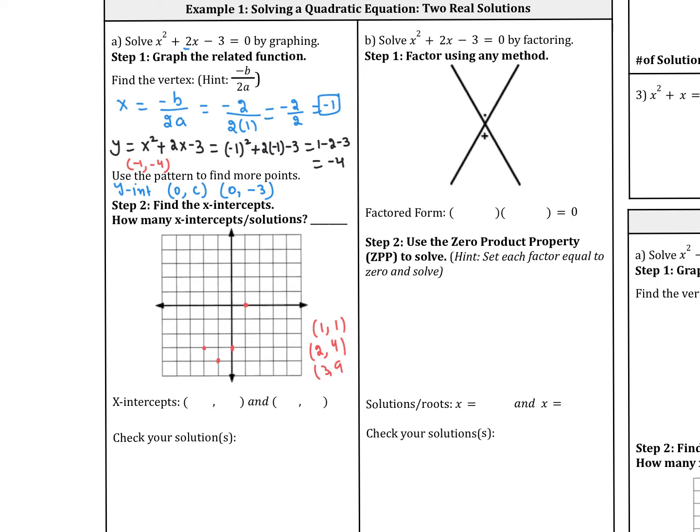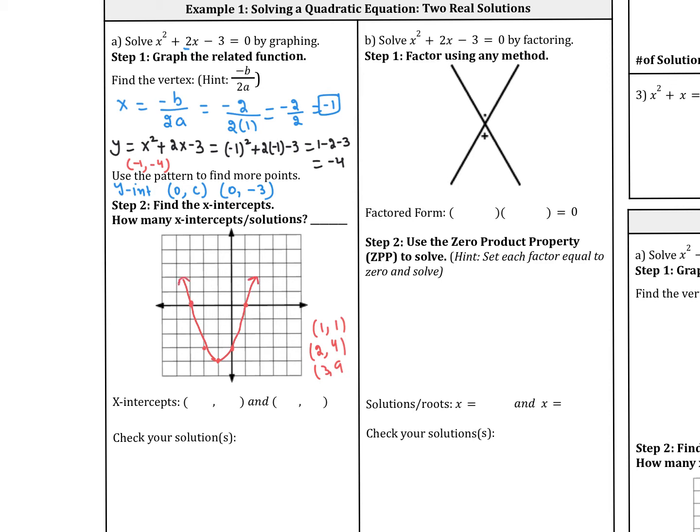Same thing on the other side. I'm going to go over 2 and up 4, over 2 and up 4, because I'm using the pattern 1 1, 2 4, 3 9. Now these points are enough to make a parabola and also give us the points where it cuts the x-axis.